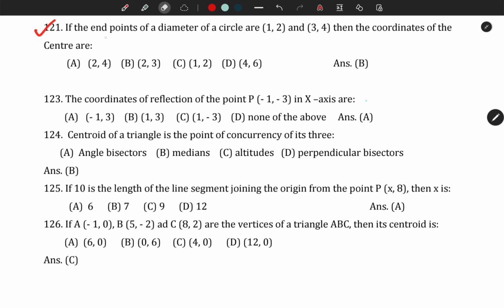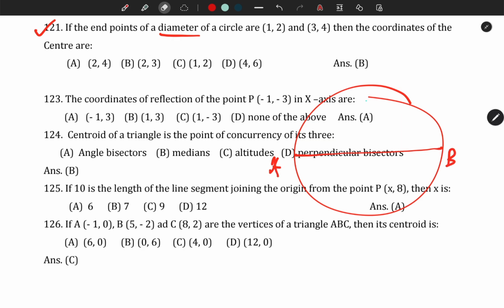Question number 121. If the endpoints of the diameter of a circle are this, then the coordinates of the center are. Now if you draw this circle and if AB is the diameter, it is the line segment which passes through the center. So the endpoints are 1, 2 and 3, 4 as given here. And we have to find the center.